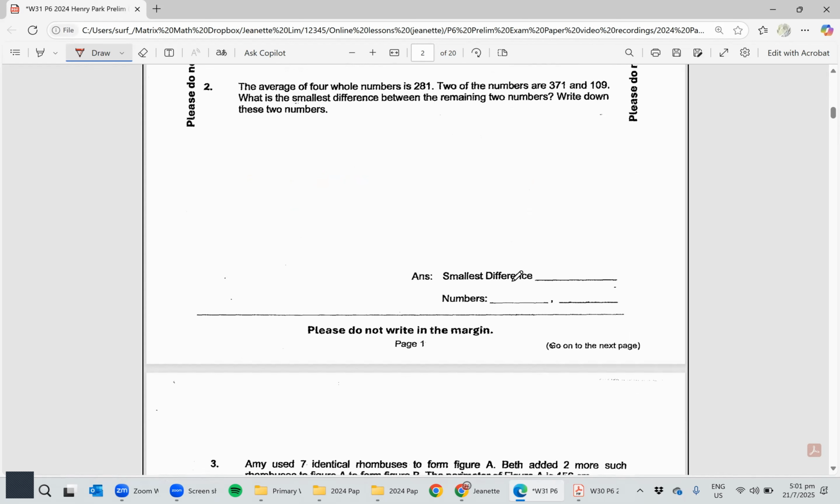Okay, question 2. Average of 4 whole numbers is 281. Two of the numbers are 371 and 109. What is the smallest difference between the remaining two numbers? Okay, so 4 numbers, let's find the total using the average. So 281 times 4 first. So this is 1124. Out of this total 1124, we already know 2 of the numbers, which is 371 and 109. So let's take them away first.